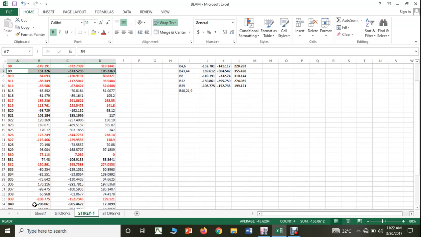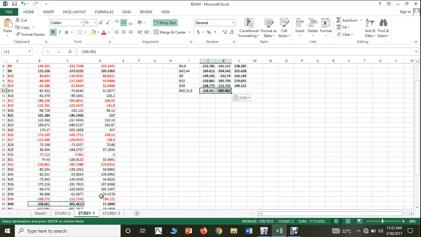so this 208, 905, so these two will be corresponding here. Whereas if you see the maximum positive bending moment out of these three, it is 117, this is 105, so therefore 117 is highest, so therefore I will be choosing this value. So therefore I can make these three as one group.